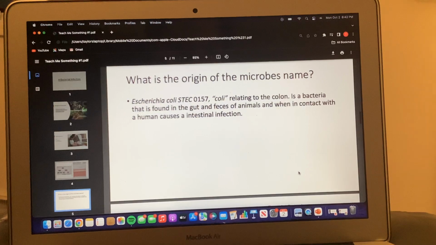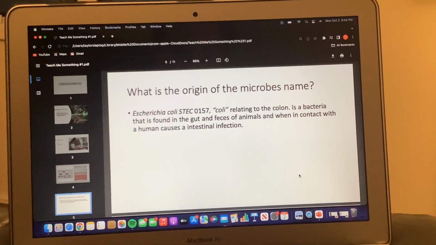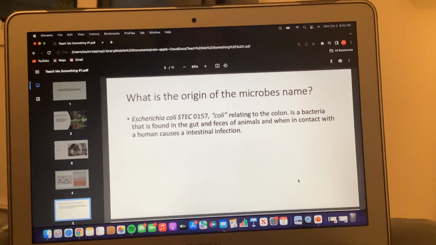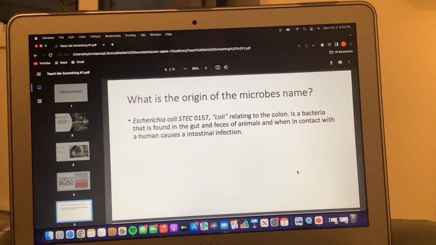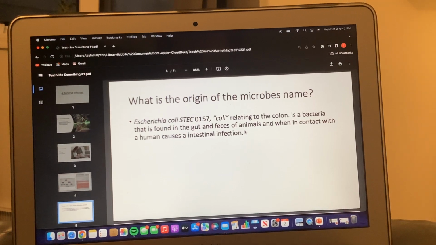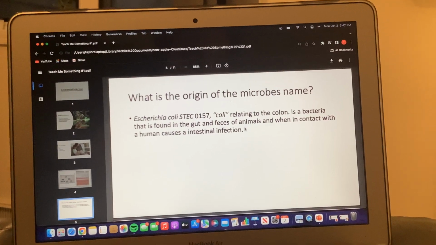What is the origin of the microbe's name? Escherichia coli STEC O157. Coli, relating to the colon, is a bacteria that is found in the gut and feces of animals, and when in contact with a human causes an intestinal infection.